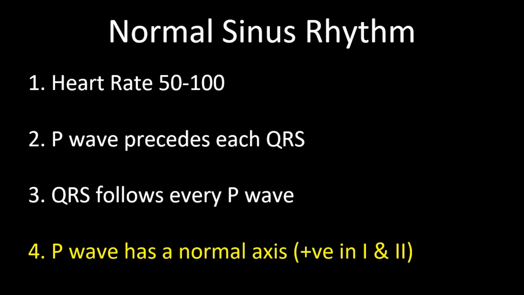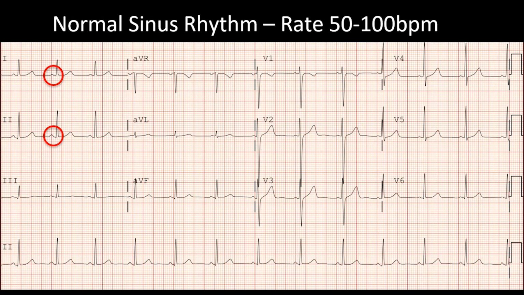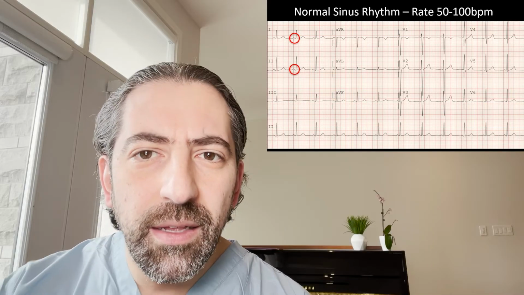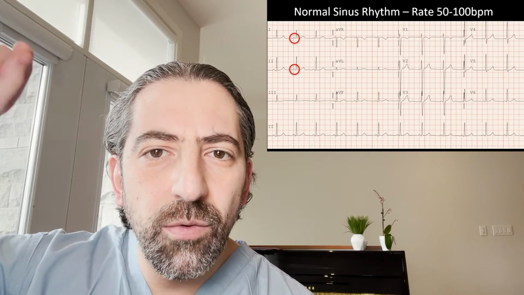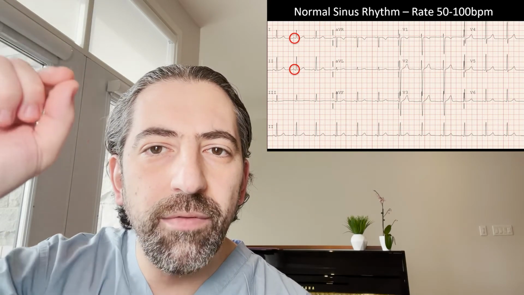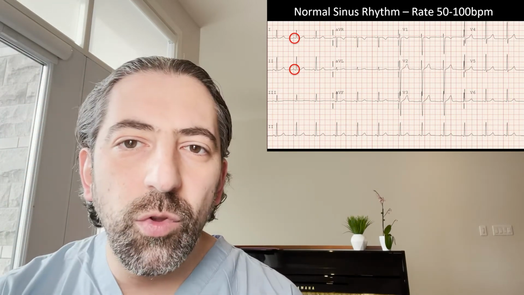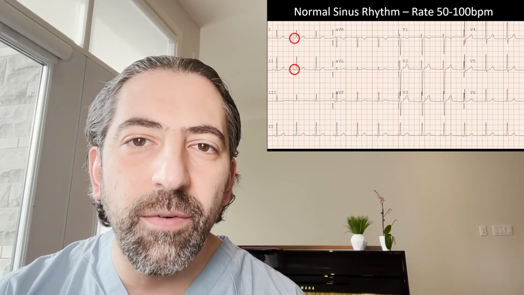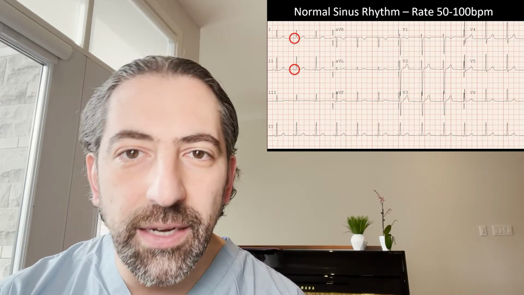Finally, the P wave should have a normal axis. Now, we will be talking about how to measure the axis in a different lecture. However, if the P wave is positive in lead 1 and lead 2, that means it must be originating in the top right of the right atrium, and the wave of depolarization must be traveling towards the bottom left, which would be the case if it was originating from the sinus node. In other words, sinus rhythm.